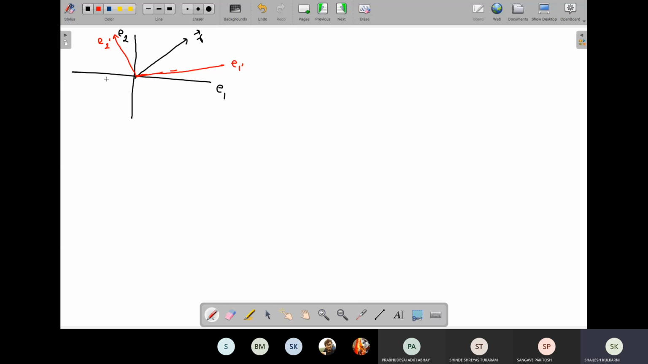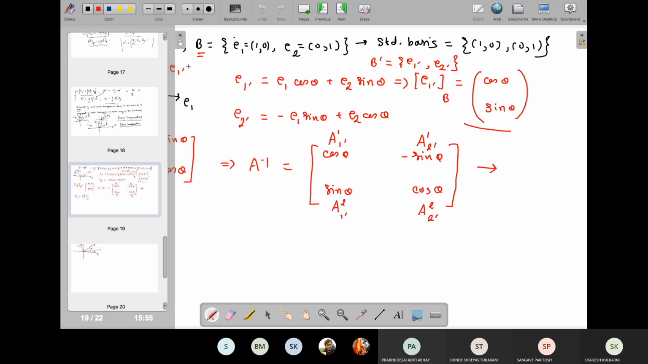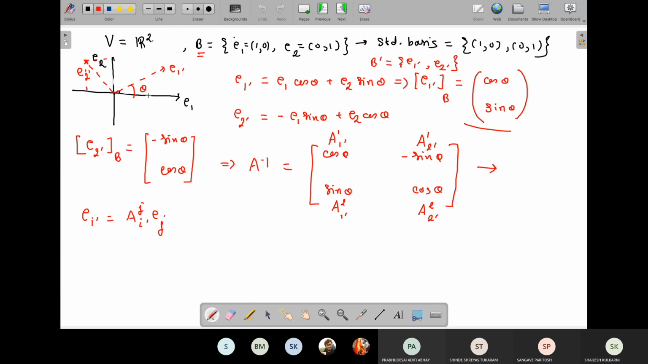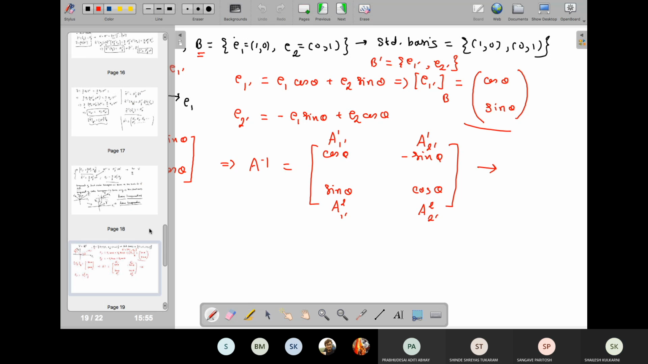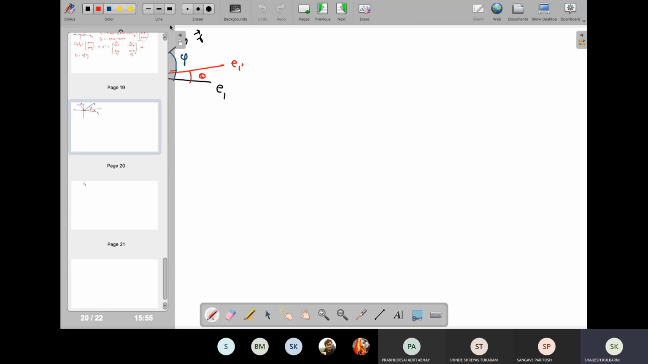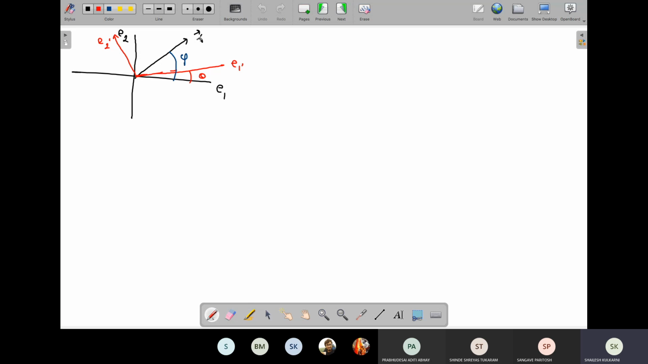Okay, fine. Suppose this angle made by the position vector to e1 is, say, phi. And obviously the angle between e1 and e1 prime is theta. This is what we did earlier. So the angle made by vector R to e1 is phi, and the angle made by e1 prime to e1 is theta.